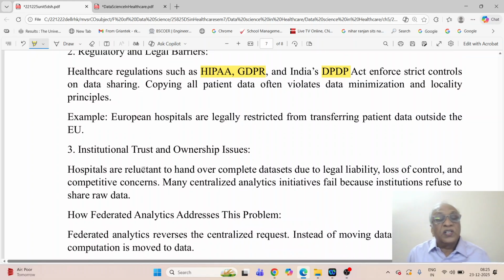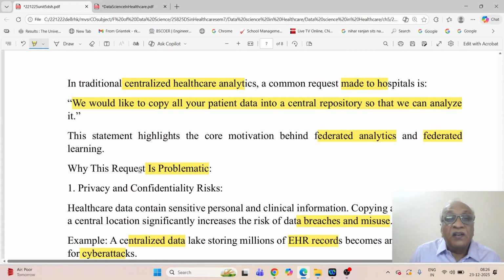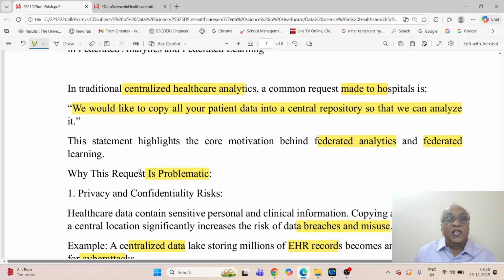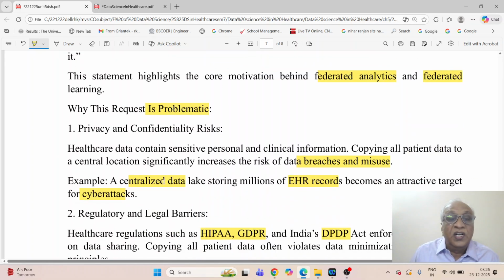Coming to the next issue, institutional trust and ownership issues. Hospitals will be very reluctant to give all that data set, right? Because there may be legal liability, loss of control, and competitive concerns. Now, all this started with a simple request by a centralized healthcare analytics system saying give us your data and we'll be copying all your data to a central repository. And these were the problems.